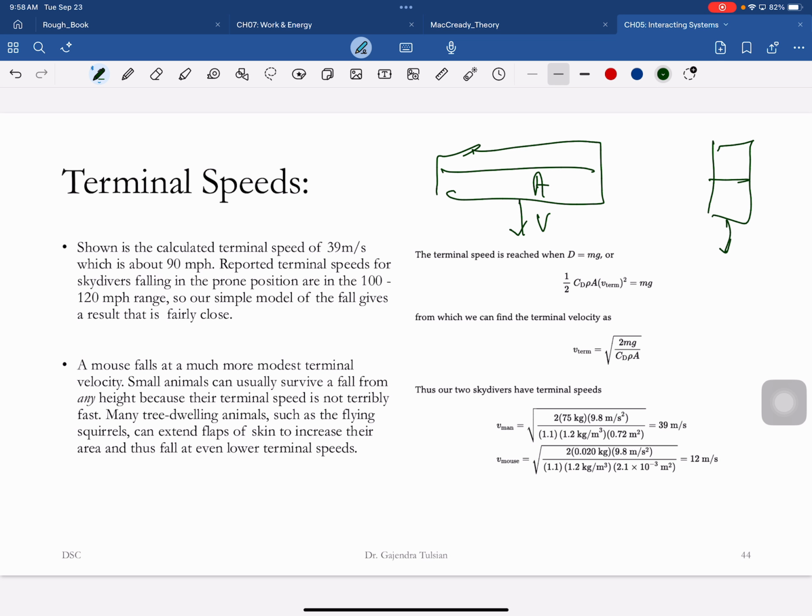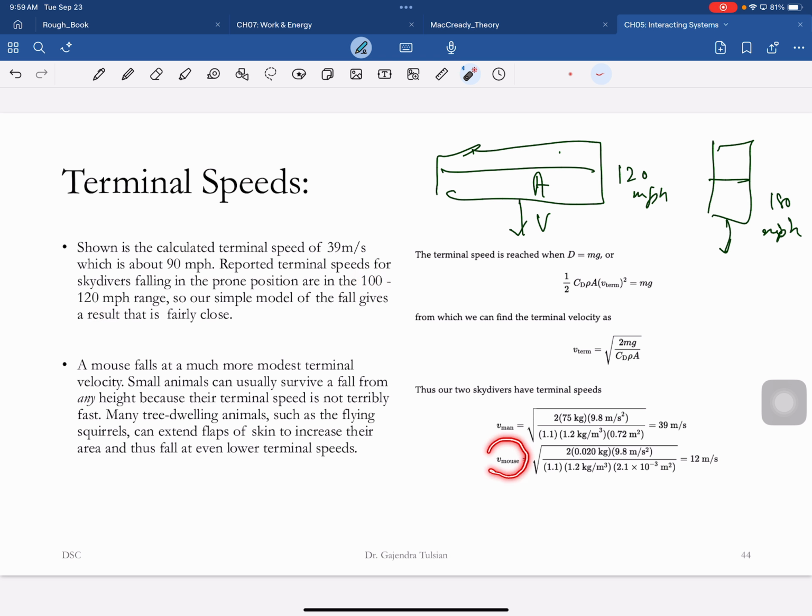Okay, so since this area is much larger than this area, your terminal velocity in this configuration is 120 miles an hour. When you're falling like this, that area is smaller, and you're falling at 180 miles an hour. For a skydiver falling in this configuration, the terminal velocity calculation is shown here. It's about 40 meters per second, which is roughly about 90 miles an hour, but the actual value is that.